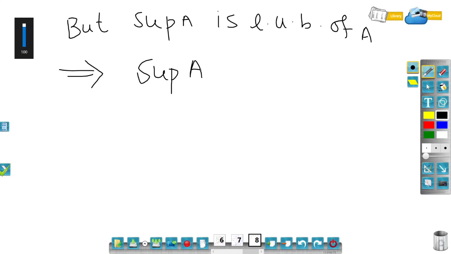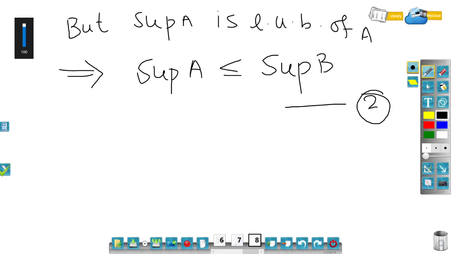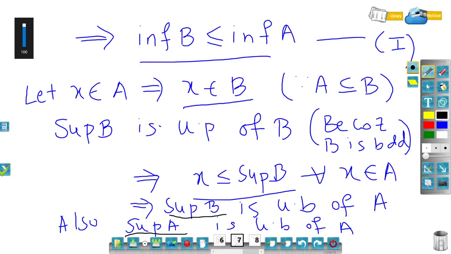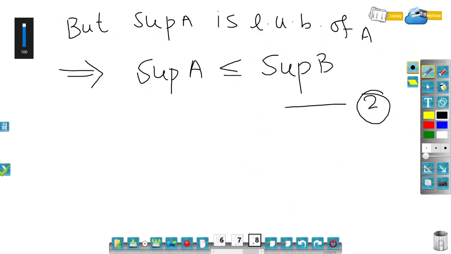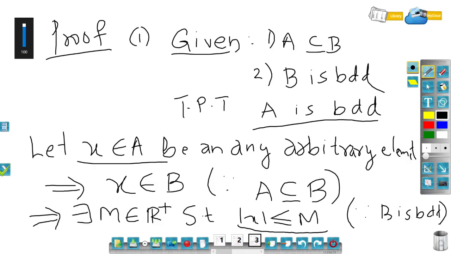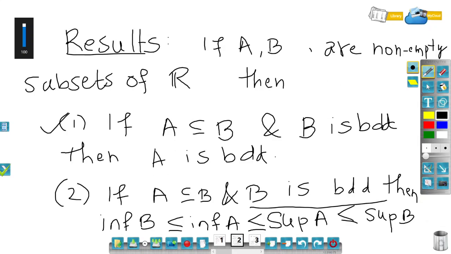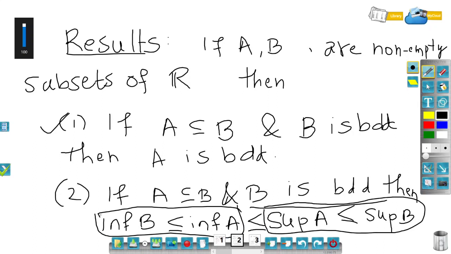Supremum A less than or equal to supremum B. Let me number this as 2. Now let me see what I have shown: infimum B is less than or equal to infimum A, and supremum A is less than or equal to supremum B. Now let me go to the second slide. So you could see that this part I have done, this part also I have done. Now I have to prove that infimum A is less than or equal to supremum A. Okay.